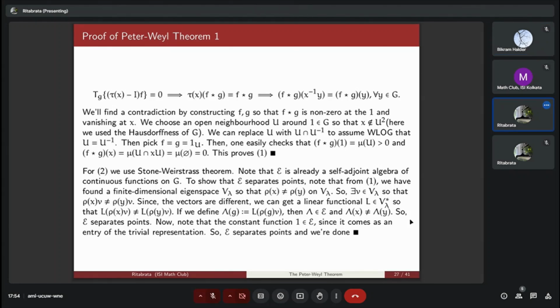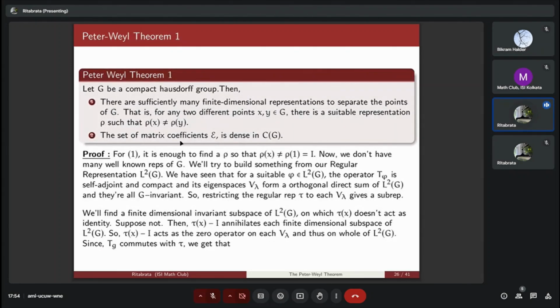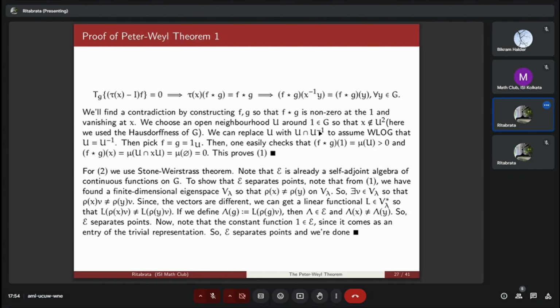Okay. So let's recall that the first statement is not very important. It is part of the theorem, but it's mainly there to prove the second statement. And the second statement is very important. That is, the set of all matrix coefficients is dense in the algebra of all continuous functions on G. I mean the algebra of all continuous functions on G, not the group, sorry.